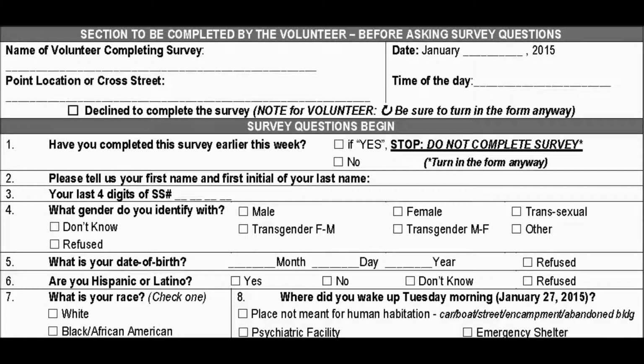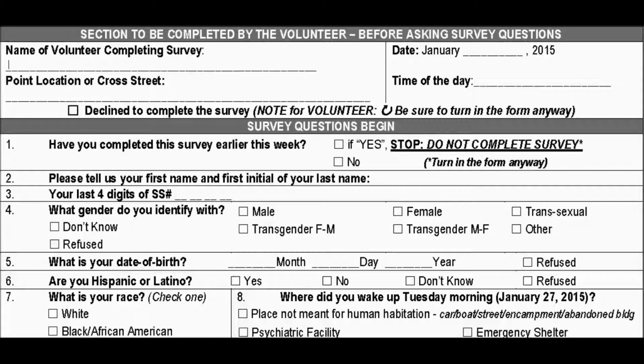As a part of our count, we conduct both a county survey and an assessment survey called the Vulnerability Index and Service Prioritization Decision Assistance Tool, better known as the VI-SPDAT, which assesses how chronic a homeless person is. In the following tutorial, we will be going through the most important parts of the surveys. Many of the questions are direct and don't need further explanation. Therefore, in the essence of time, we will just be going over key points.